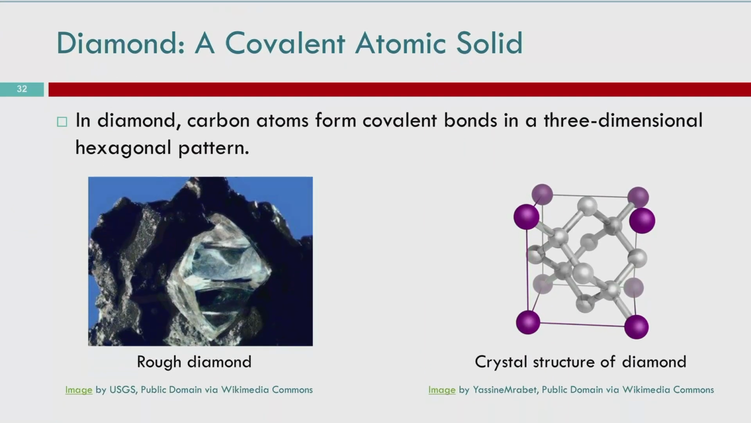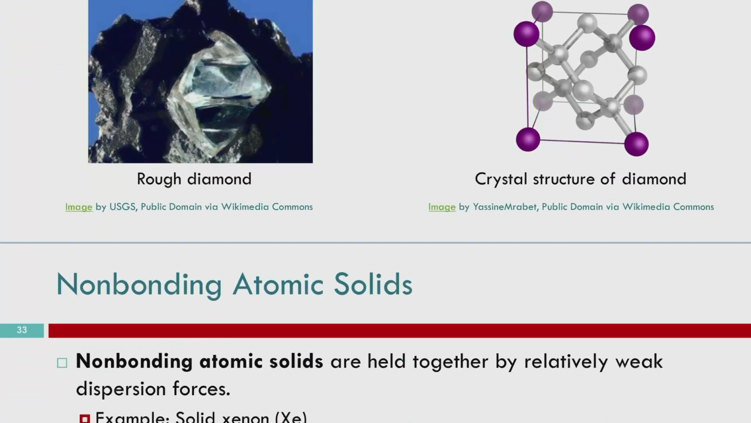So here's a diamond in the rough, and then the crystal structure of diamond. The purple bits here are just representing corners of a unit. So you would just repeat this unit over and over again, connecting them for a diamond. Not really that important, just kind of fun to see it.